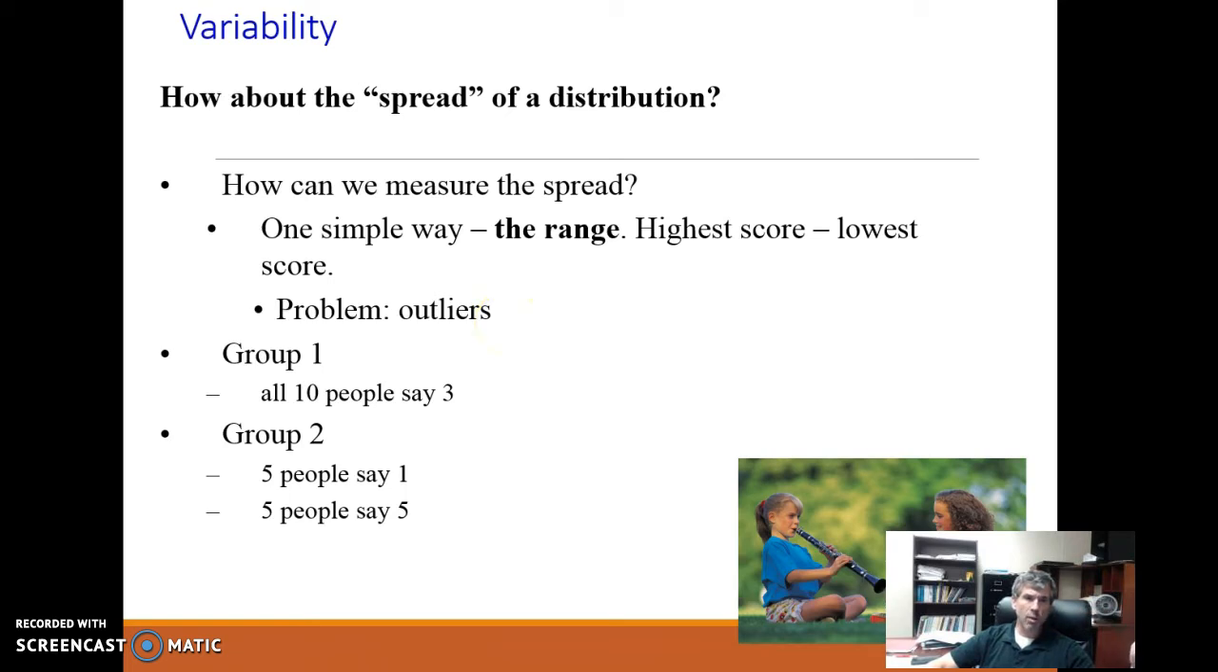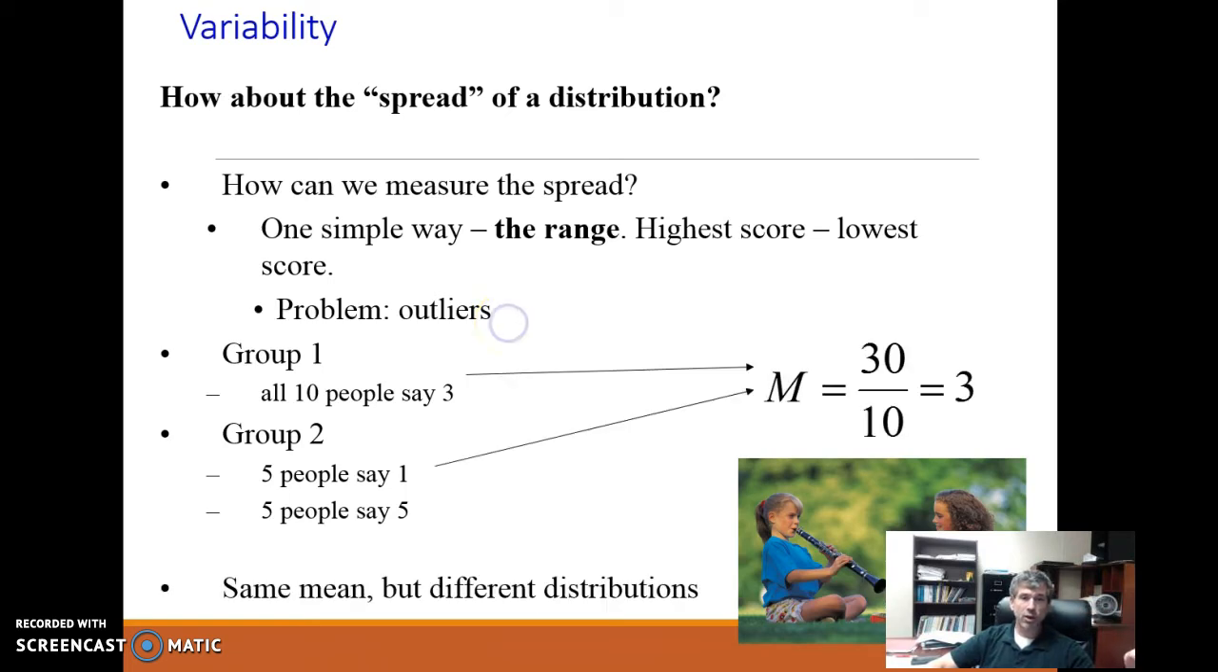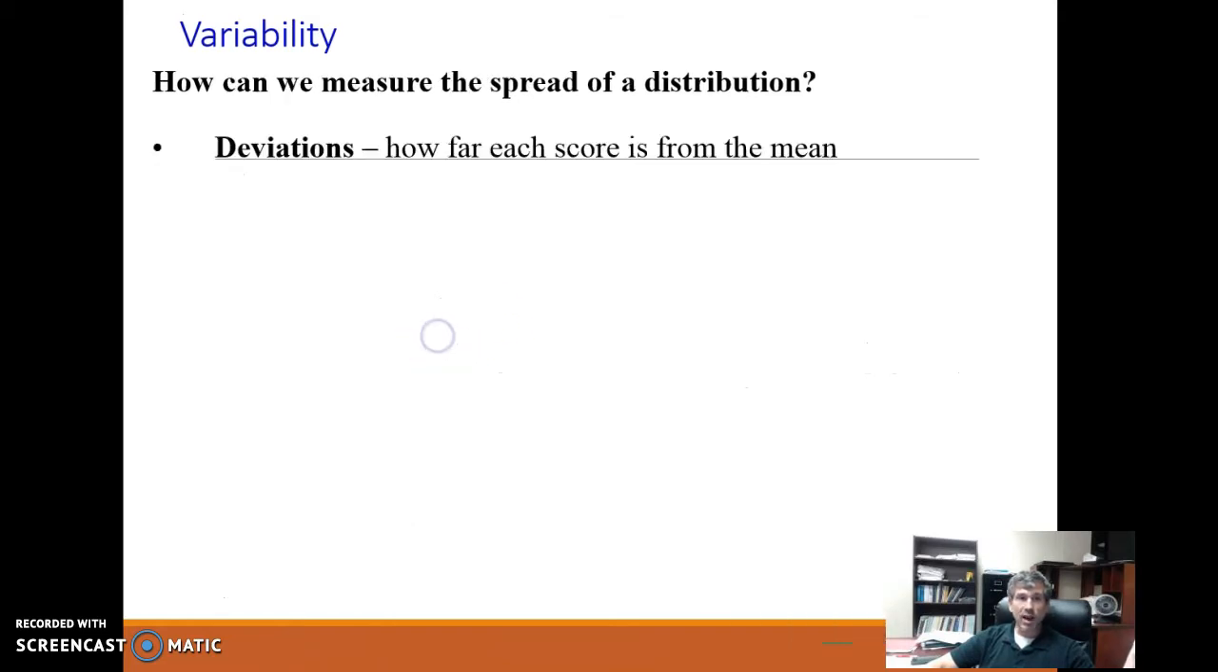So let's revisit our problem here, our two different groups. Again, they have the same mean, but they have differently shaped distributions. How can we assess this outside of the range? Well, we can use that technique that we talked about back in central tendency, deviations. Again, the way that we calculate deviations is by calculating how far each individual score is from the average score. X minus M. Individual score minus average score.